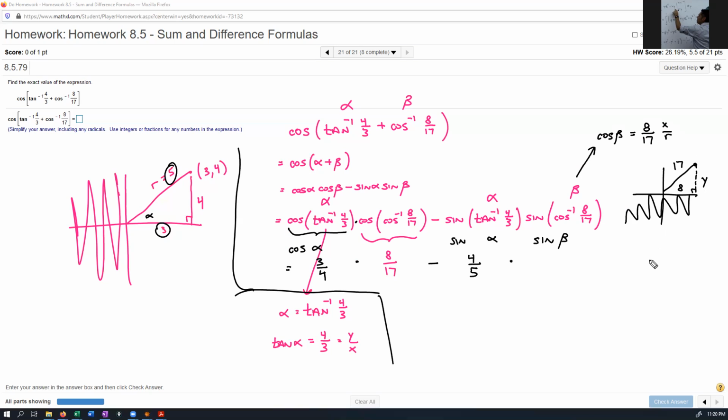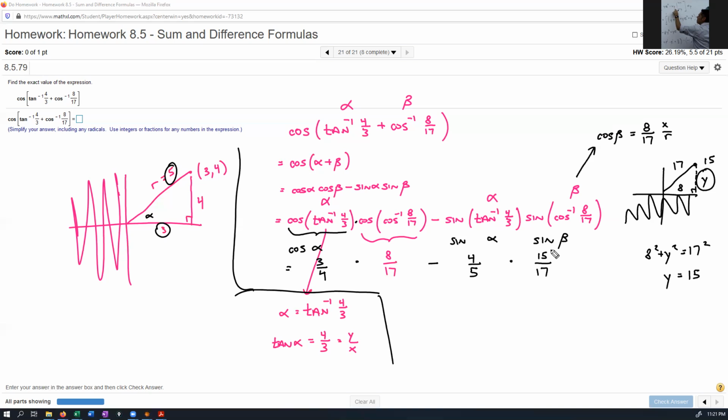So with Pythagorean, you get 8 squared plus y squared equals 17 squared. 17 squared minus 8 squared equals 225, so it's a perfect square. So you should get y is equal to positive or negative 15, but we're going to take positive 15 because we're in the first quadrant. So we know that that's 15. So sine of beta should be the y coordinate over the r.